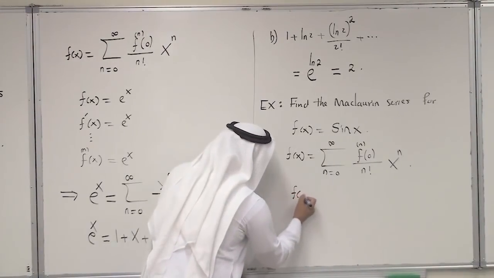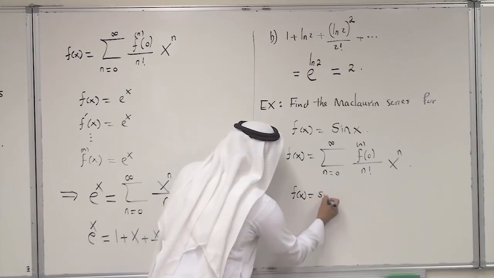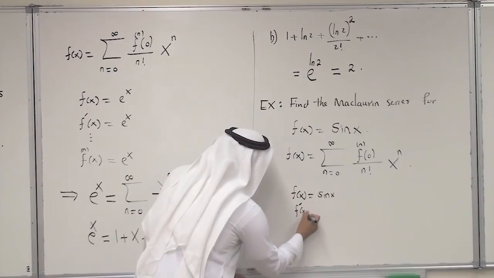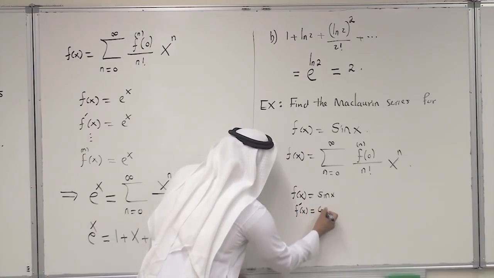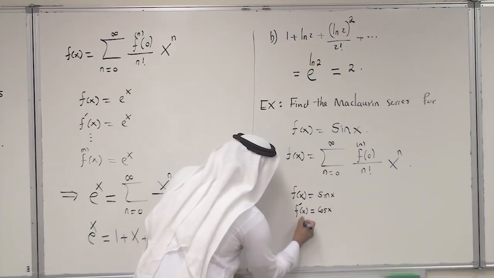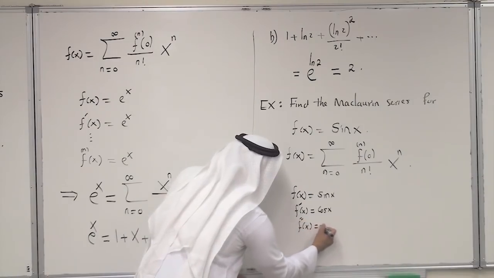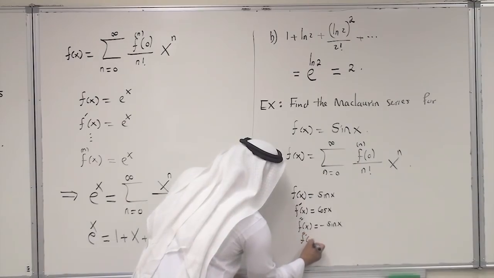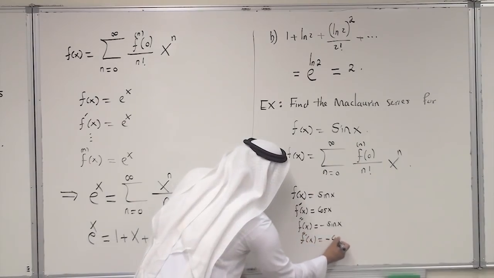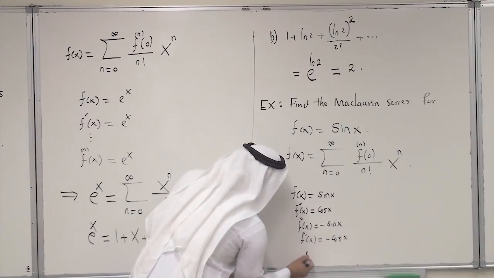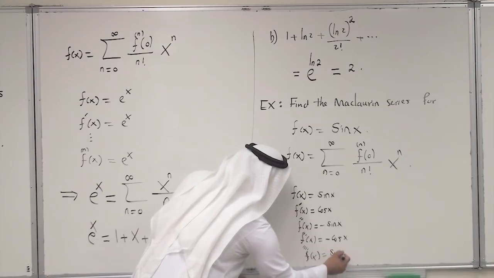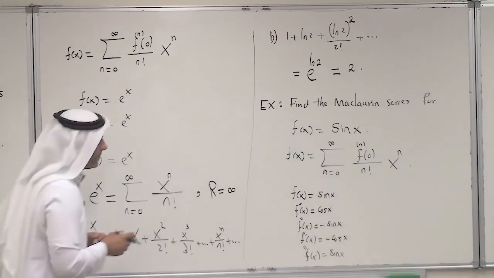Okay, fine. Let us calculate this. f of x is equal to sine of x. The first derivative of the function, f prime of x, will be just cosine of x. Fine. The second derivative of the function will be equal to minus sine of x. Look for the third derivative. The third derivative of the function will be equal to minus cosine of x. But the fourth derivative of the function, 1, 2, 3, 4, is again sine of x.